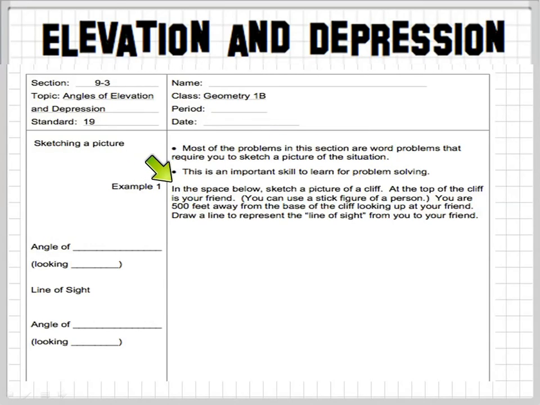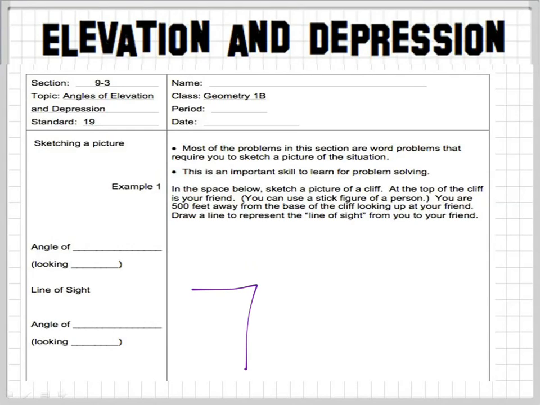So for example 1, I need you guys to draw a picture. In the space below, sketch a picture of a cliff. At the top of the cliff is your friend. You can use a stick figure for a person, for the non-artists out there. You are 500 feet away from the base of the cliff looking up at your friend. I just need you guys to draw a picture of it.